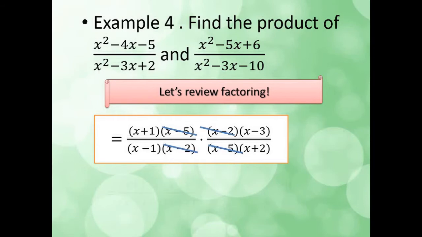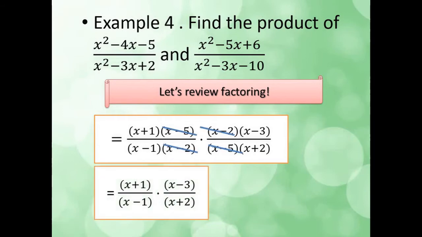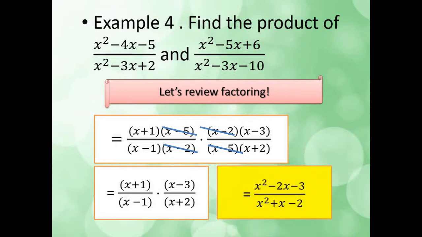You're now going to multiply this (x + 1) times (x - 3) using FOIL method. So the result is x squared minus 2x minus 3. Then (x - 1) times (x + 2) will become x squared plus x minus 2.